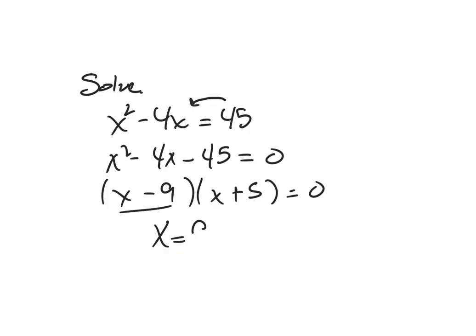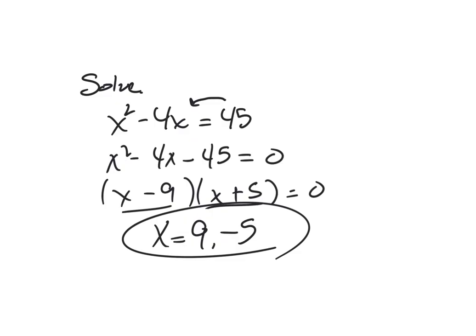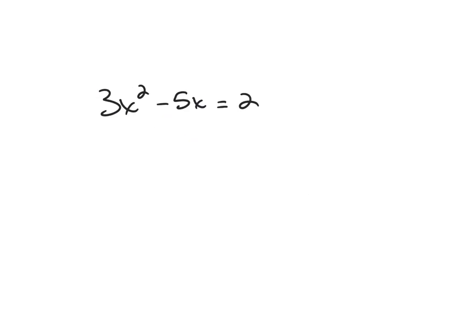So I have an x minus 9, and 9 would make that one 0. I have an x plus 5, -5 would make that 0. And that's how we're going to solve them. Let's look at one more, a little tougher.